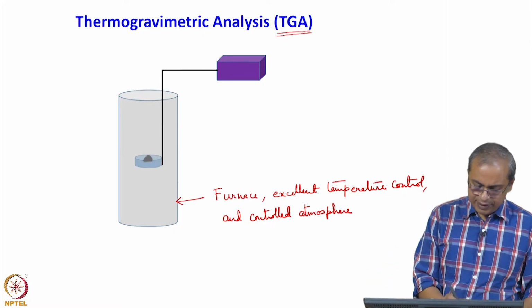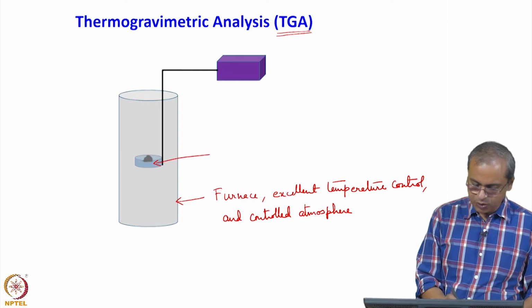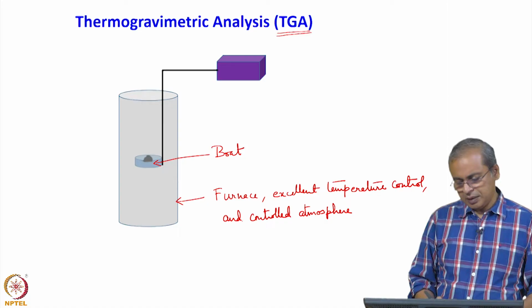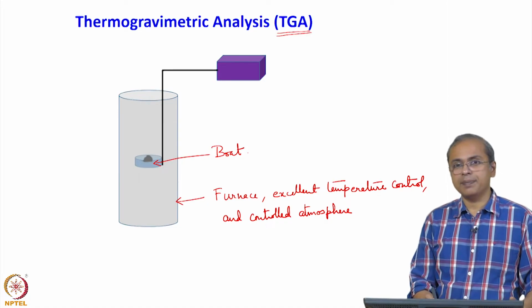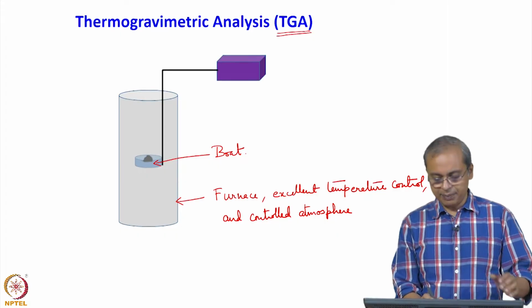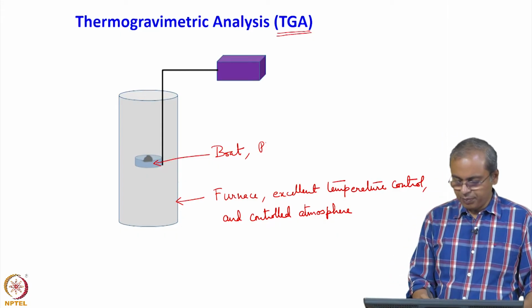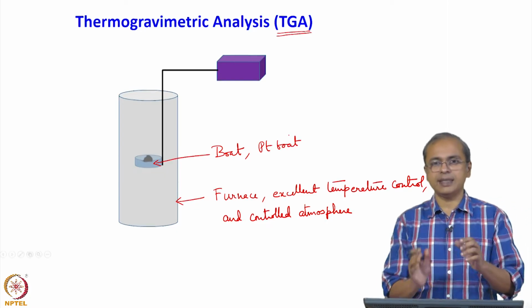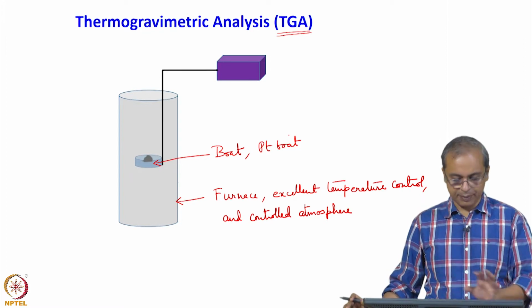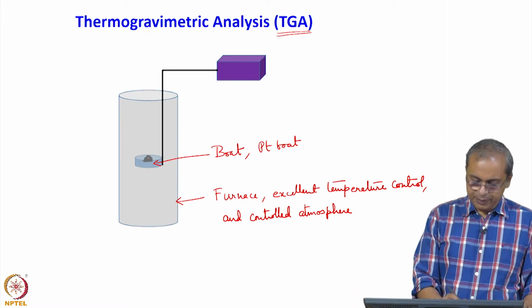Then inside this furnace we have a boat, this is called a boat. This could be made using some stable material, some material that is stable even at high temperatures. So, for example, a platinum boat. It is just called a boat because it has that shape. It is simply a container in which you can keep some sample, and then you have the sample.